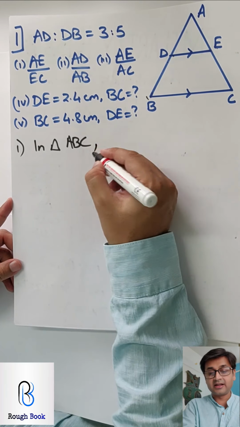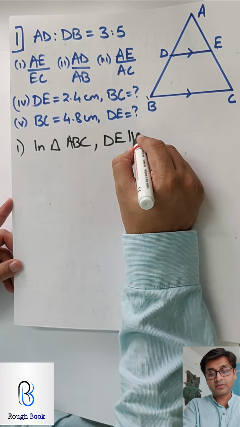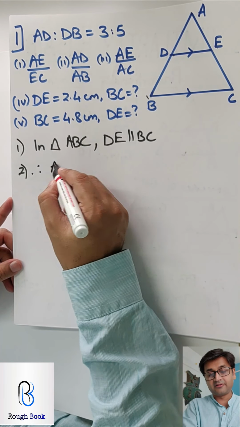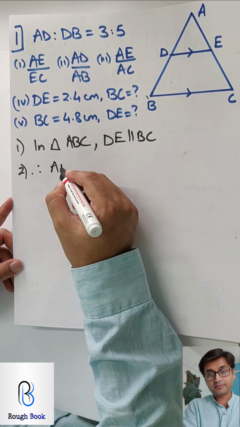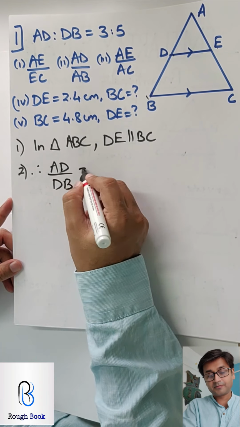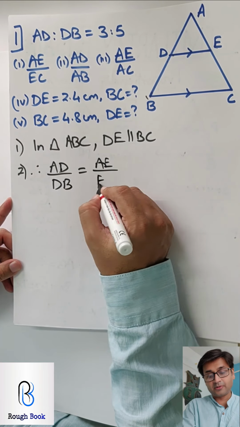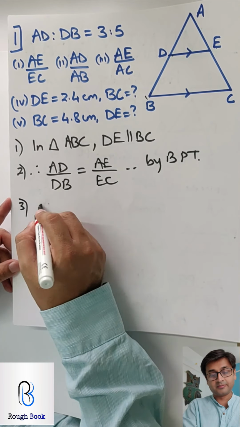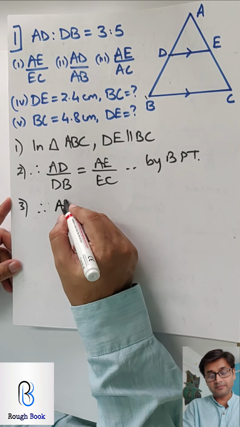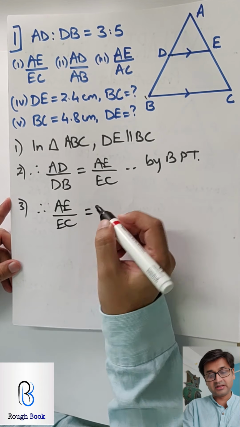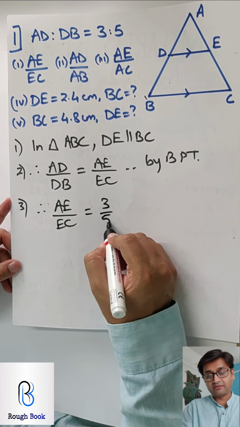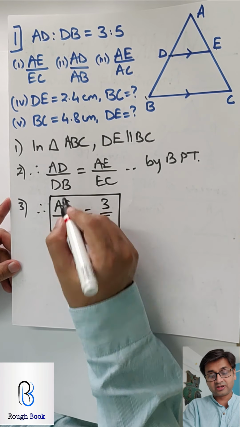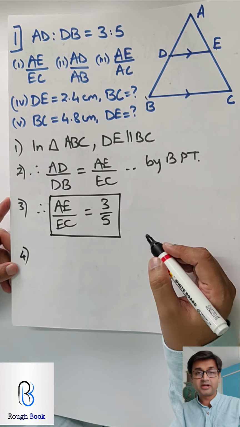So in triangle ABC, say that DE is parallel to BC, and since these two are parallel, therefore AD upon DB equals AE upon EC by the basic proportionality theorem, and therefore AE upon EC will become 3 upon 5. That's your first part, so put a box around it and the teacher can easily get it then. So are we clear with this?